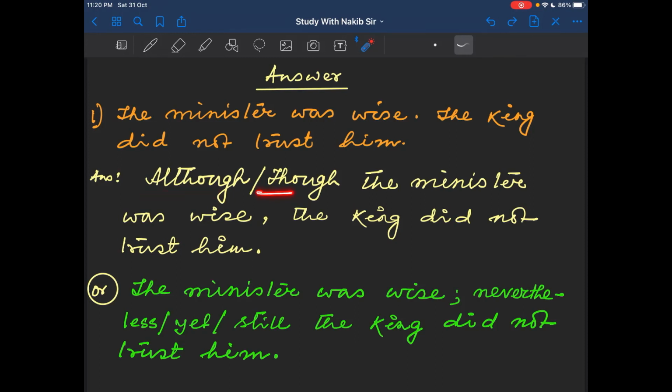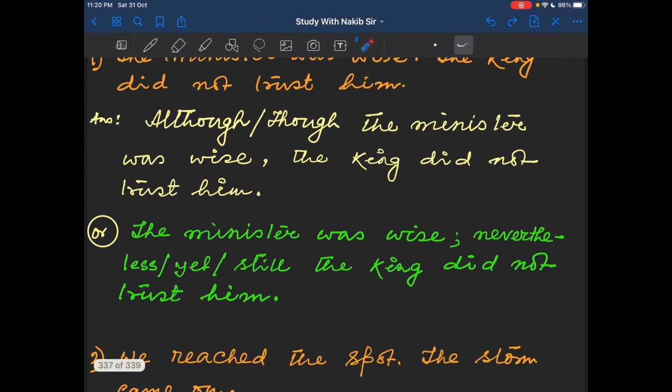Now see the first combination. Although or though the minister was wise, the king did not trust him. Although the minister was wise, the king did not trust him.